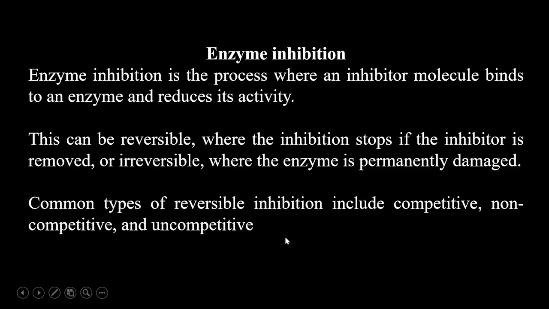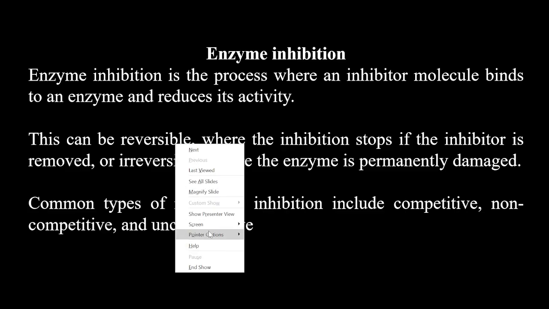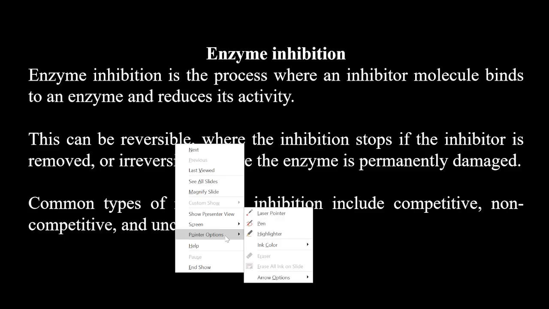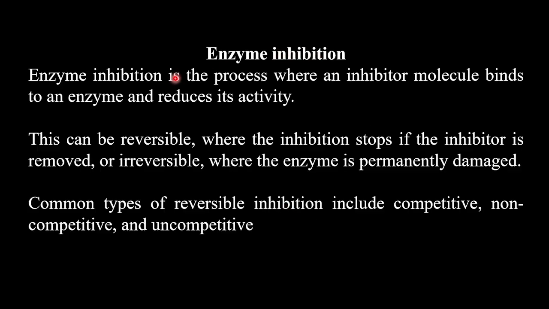So today we are going to discuss enzyme inhibition. There are many questions which are asked in the exams. So what is enzyme inhibition? It is a process where the inhibitor molecule binds to the enzyme and reduces its activity. The inhibitor can bind to the active site of the enzyme, as well as to a site other than the active site, which is also known as the allosteric site, and can reduce its activity.